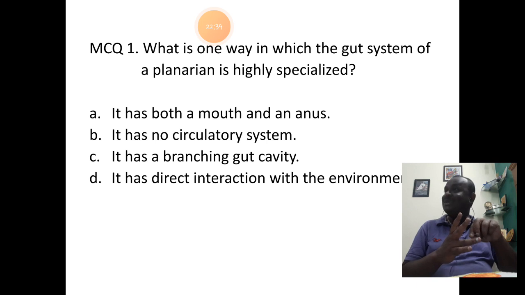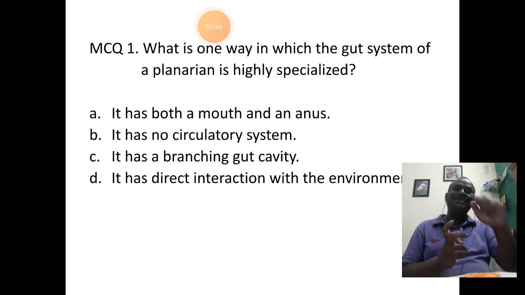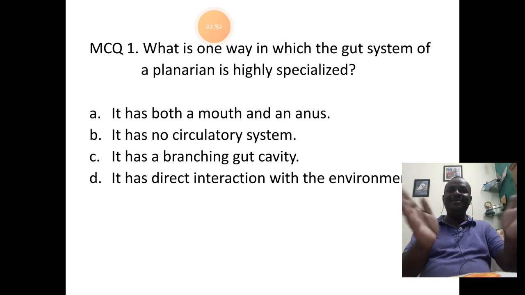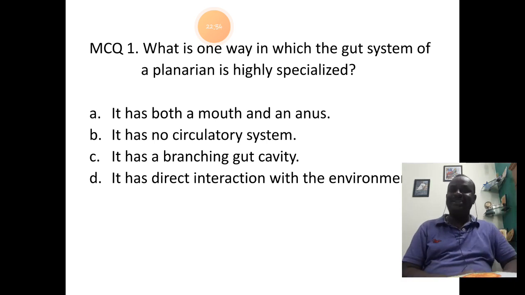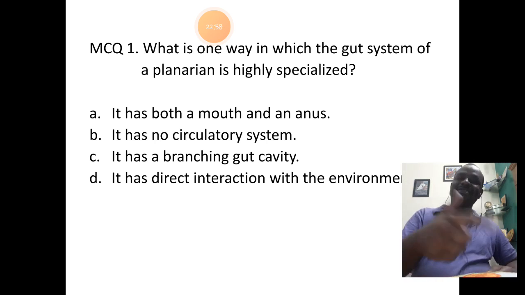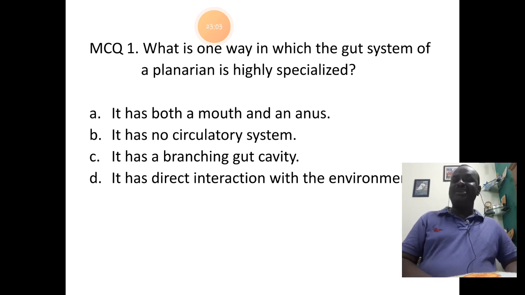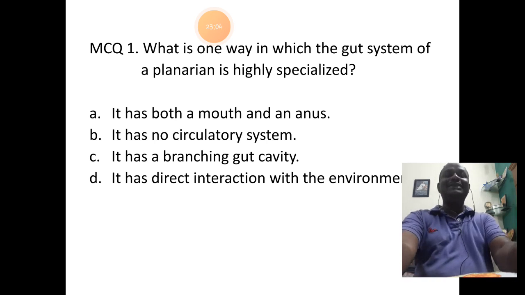B, it has no circulatory system. It is not a specialized character, even though it is a general character. C is, it has a branching gut cavity. So you can find the branchings of the gut cavity. So that could be the right answer. And the fourth one is, it has direct interaction with the environment. So the answer should be C.